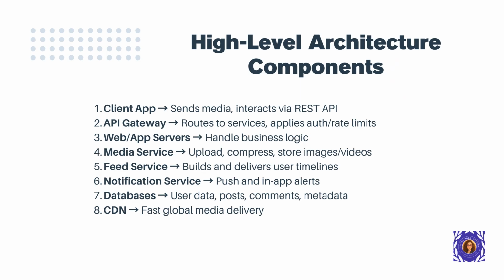Let's start with the big picture architecture. Our system begins with client applications, mobile and web, that communicate through a well-designed REST API. These requests first hit our API gateway, which handles routing, authentication, and rate limiting before directing traffic to the appropriate services. Behind the gateway, we have several critical services working together.